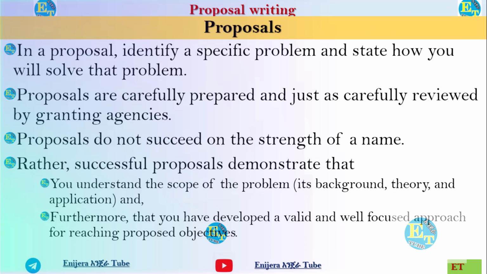Furthermore, that you have developed a valid and well-focused approach for reaching proposed objectives. What are that proposed objectives? There are two types of objectives. One, the general objective that relates to our scope, and there are specific tasks called specific objectives that are a list of tasks that we are going to achieve our goal.